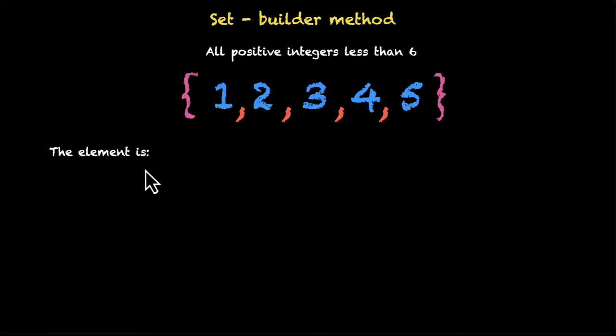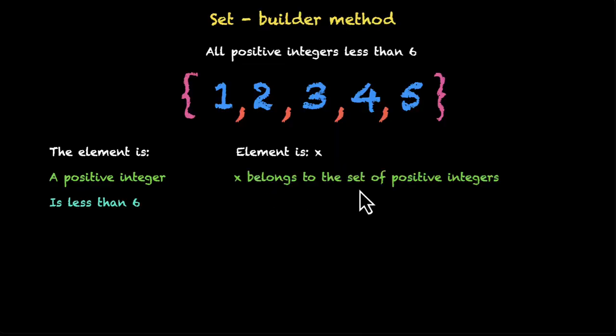So the element has to satisfy a few rules. The element is a positive integer, and the element is also less than 6. It's both of them. It's a positive integer and it is less than 6. And because we're being mathy about it, let's say that the element is x. If the element is x, then x belongs to the set of all positive integers, and also x is less than 6. So what we're really saying is we're looking for all x such that x belongs to the set of natural numbers and x is less than 6.